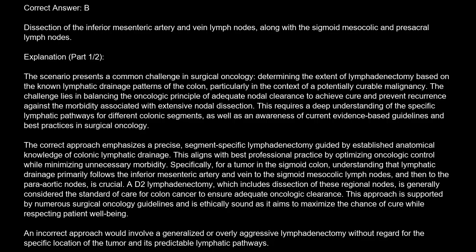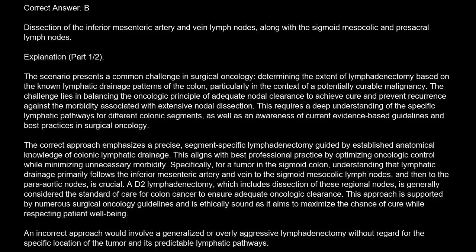Specifically, for a tumor in the sigmoid colon, understanding that lymphatic drainage primarily follows the inferior mesenteric artery and vein to the sigmoid mesocolic lymph nodes, and then to the para-aortic nodes, is crucial. A D2 lymphadenectomy, which includes dissection of these regional nodes, is generally considered the standard of care for colon cancer to ensure adequate oncologic clearance. This approach is supported by numerous surgical oncology guidelines and is ethically sound as it aims to maximize the chance of cure while respecting patient well-being.